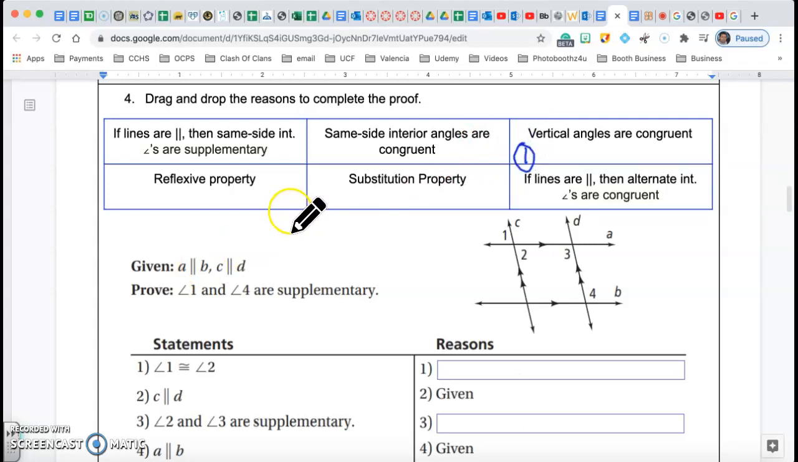Next, C is parallel to D. So I'm going to go here, and it says line C is parallel to line D. And that's given. Why? Because it's here. Given, line C parallel to line D.